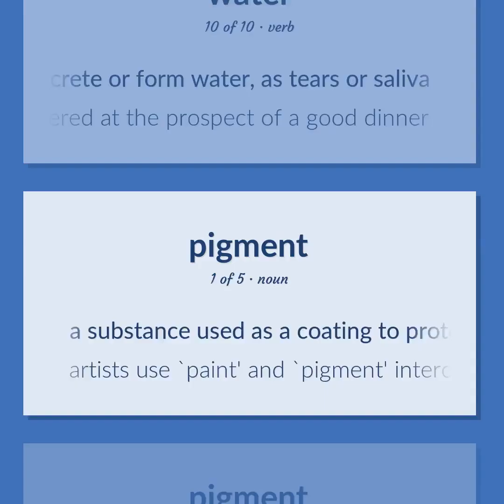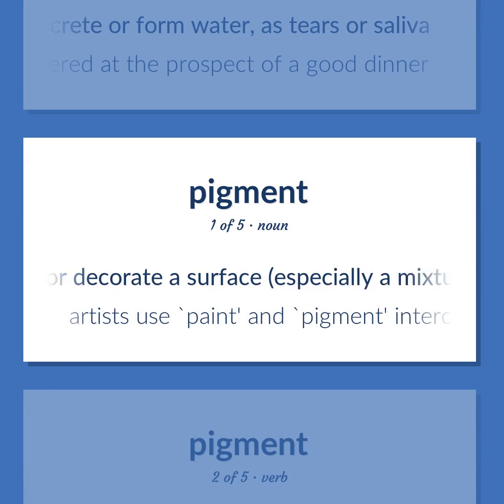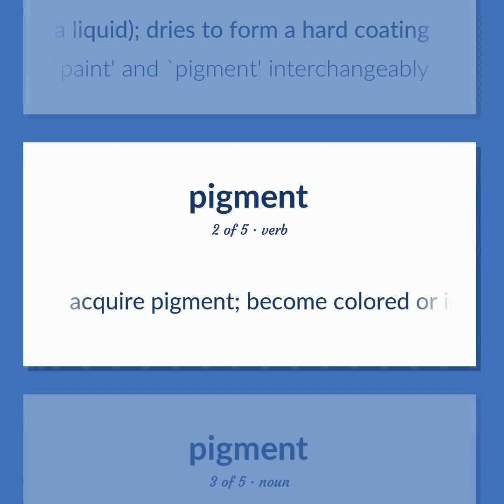A substance used as a coating to protect or decorate a surface, especially a mixture of pigment suspended in a liquid, dries to form a hard coating. Artists use paint and pigment interchangeably. Acquire pigment. Become colored or imbued.